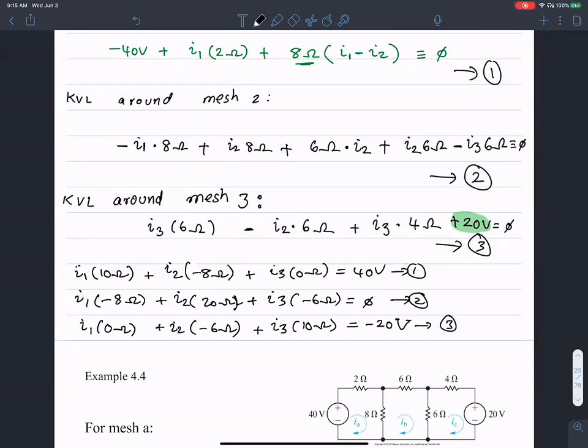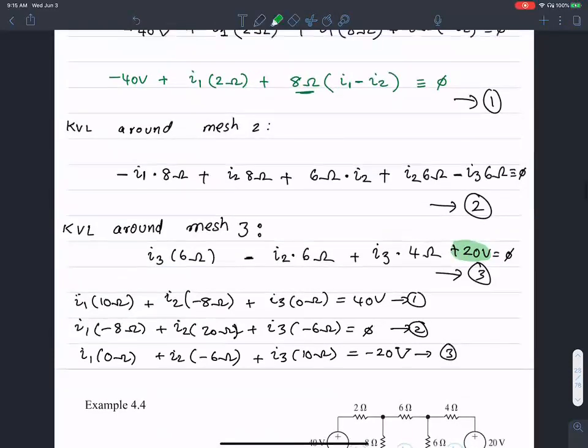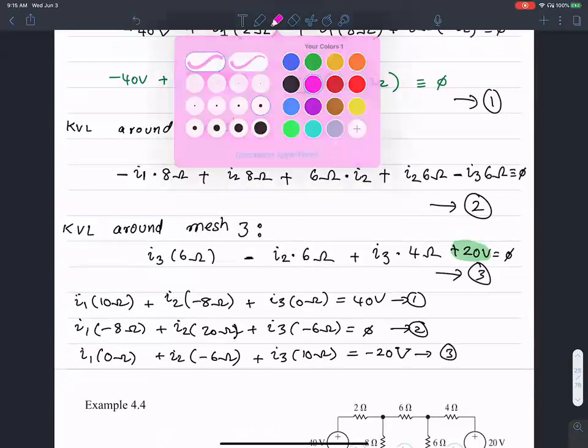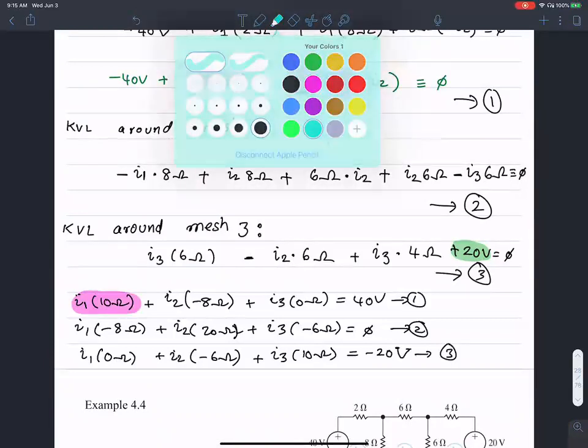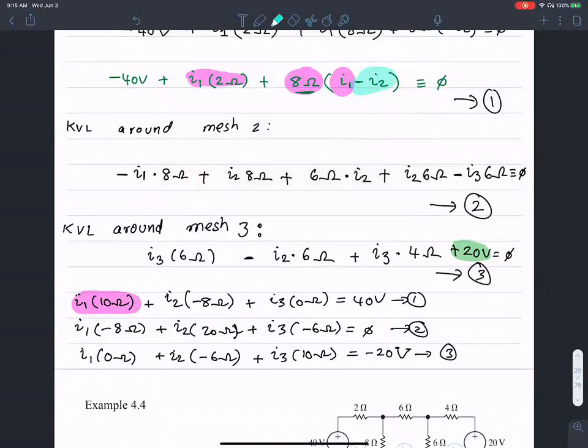Other questions, please. It's easy to see here. There is I1 times 2 plus, there is an I1 times 8 ohms. So that gives you I1 times 10 ohms. Then there is negative I2 times 8 ohms. And there is no I3, that's 0, which gives you negative 40. Take it to the other side, it's positive 40. So it's just algebraic manipulation.